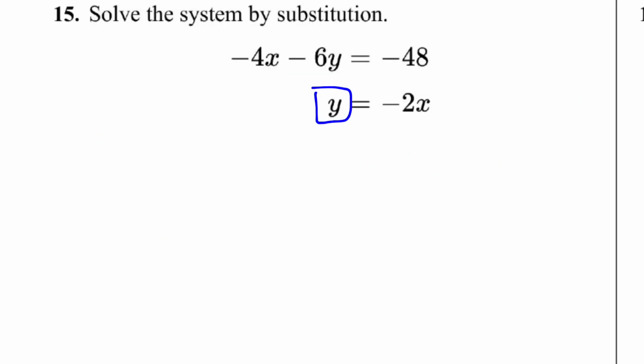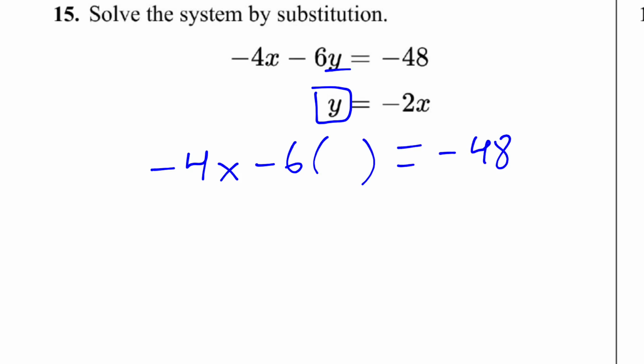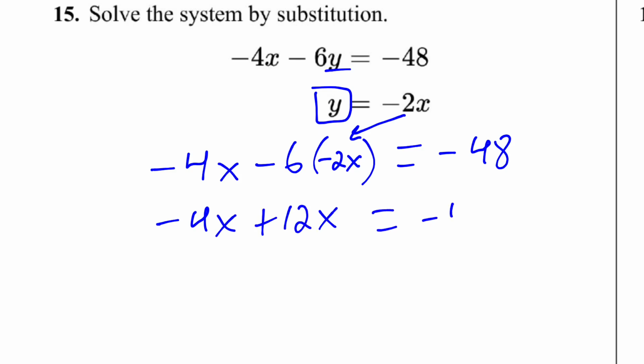I'm going to start here with this y because it's all by itself, and I know that I'm going to plug it into the other equation. So I'm going to write it like this, negative 4x minus 6 parenthesis equals negative 48. It's almost the exact same thing, and then I plug in this minus 2x right here. First up, I multiply. So negative 6 times negative 2 is a positive 12. I put the x there with it.